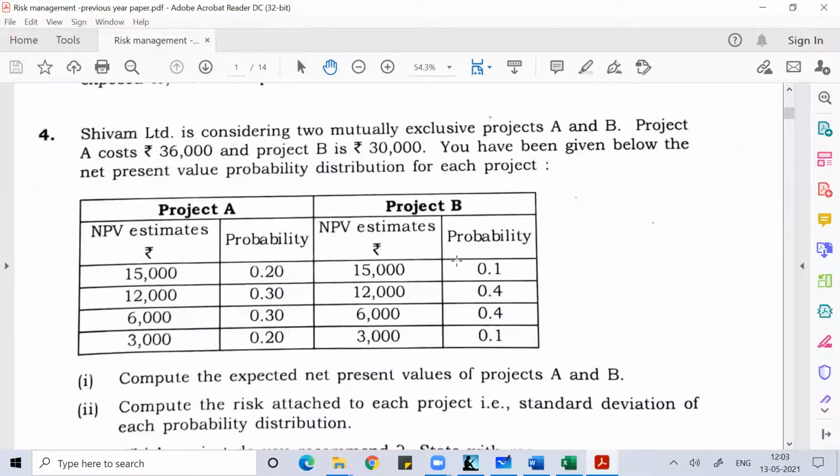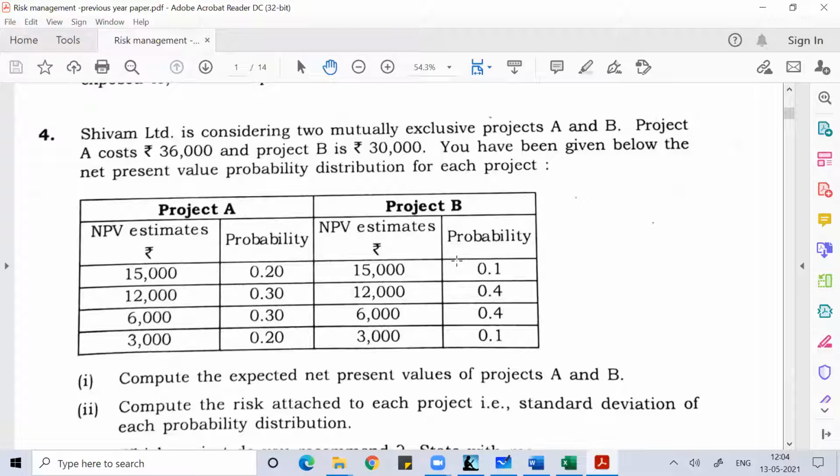So you can see this question from Shivam Limited, which is considering two mutually exclusive projects, A and B. Project A costs 36,000, B costs 30,000. You have been given the net present value probability distribution of each project. Compute the expected net present value of project A and project B. So how will you calculate the expected net present value? By simply multiplying and doing the sum.